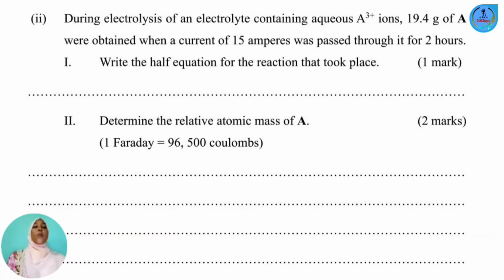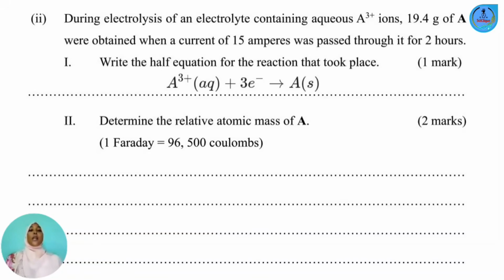Okay, so Roman 1, the half equation for the reaction that took place. So we are going to have the ions gaining electrons in order to form the atoms. Since the ions have a positive charge of 3, they are going to gain 3 electrons each to form the atom. Roman number 2, determine the relative atomic mass of A.